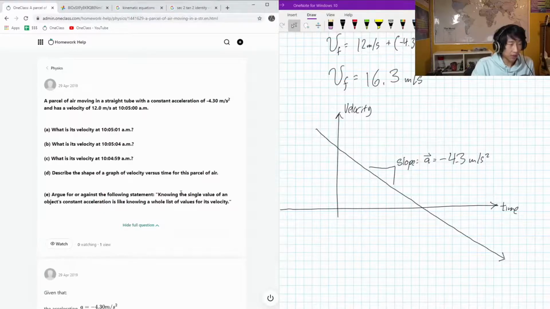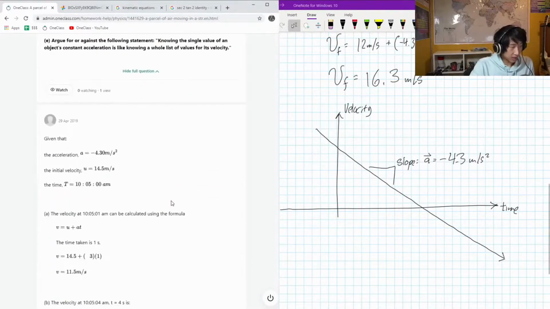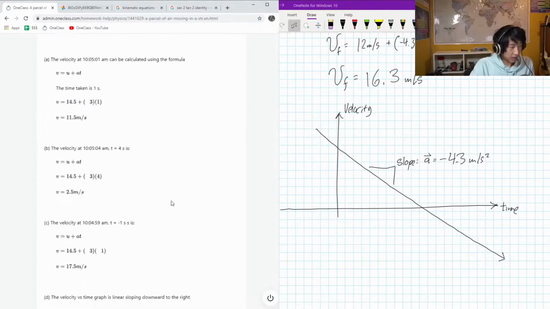Okay, so yeah, cool. And the last part of the question, argue for or against the following statement, knowing that a single value of an object's constant acceleration is like knowing the whole list of values for its velocity. And that is absolutely correct, because as long as we have one like starting velocity knowledge point, we can calculate at any point in time. So even if we were going like 1,000 years in the past, assuming a constant acceleration, we can calculate exactly what that velocity is going to be.